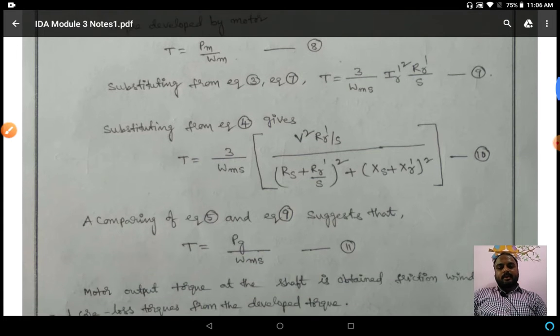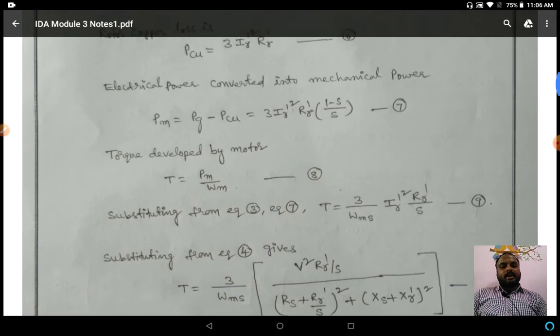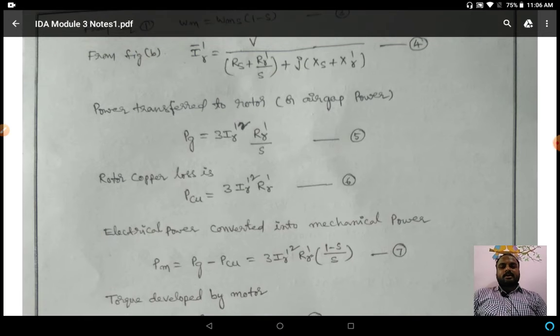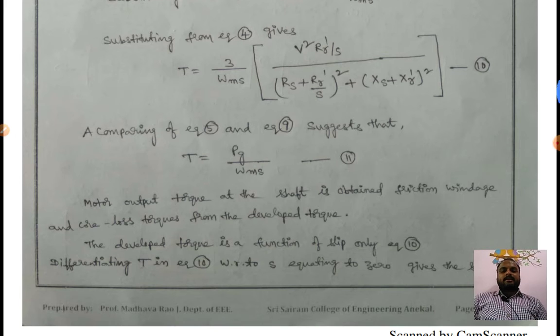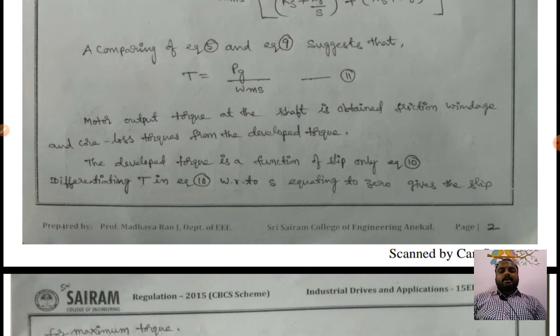Now comparing equation 5 and 9, what we can suggest here is T is equal to P_G divided by omega_S. So equation 5 is this one and equation 9 is this one. So you can say that T is equal to P_G divided by omega_S. The motor output torque at the shaft is obtained by subtracting friction, windage and core losses from the developed torque.